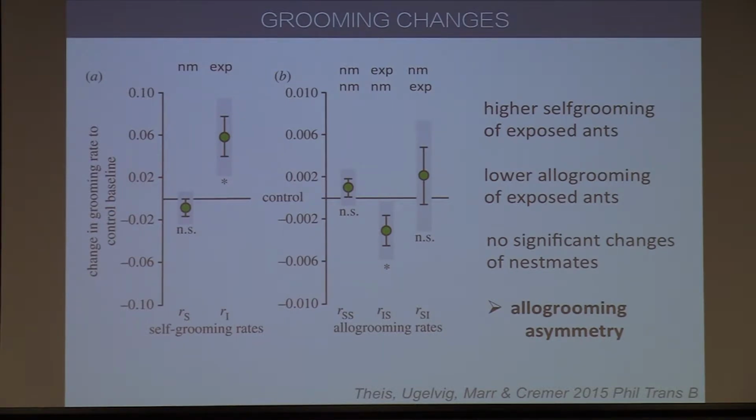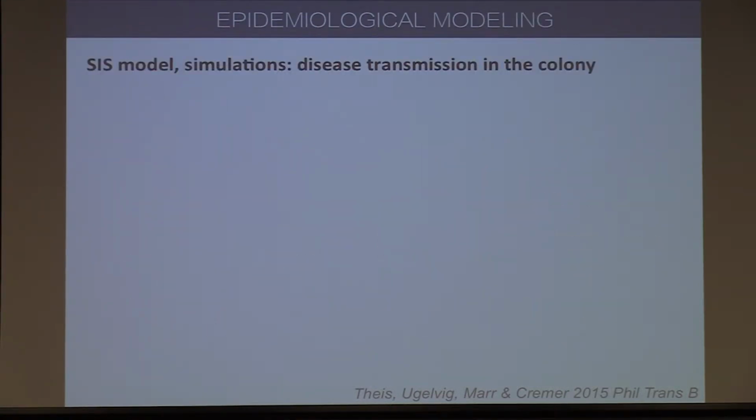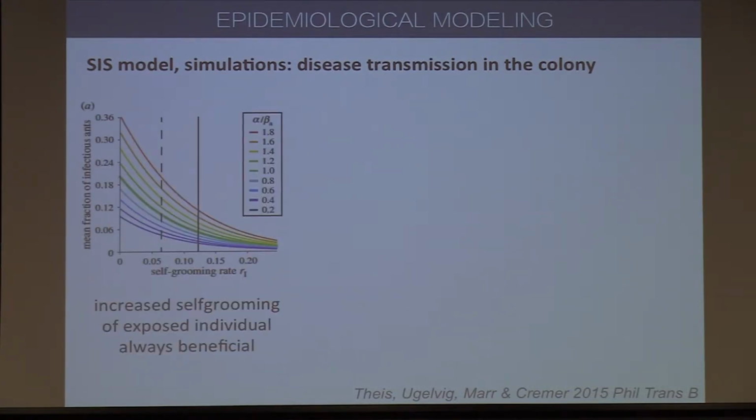We then tried to understand the potential of these behavioral changes for disease transmission in the colony. So we asked our colleagues from the Helmholtz Center to develop an SIS model, a susceptible-infectious model. We did some simulations to predict the disease transmission in the colony based on these grooming rates. What you can see here clearly is that increasing the self-grooming rate is always very beneficial, because the mean fraction of infectious ants in the colony goes down the more the exposed and infectious individuals groom themselves.